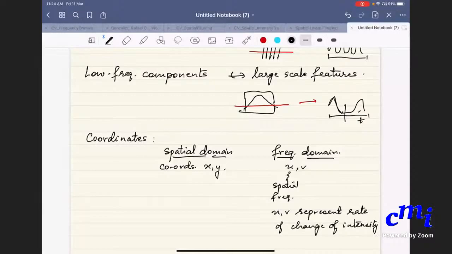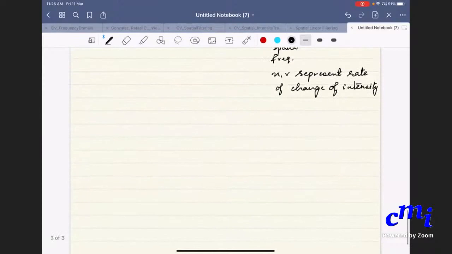So these will be the variables that we will use, u and v, for the Fourier domain. In general, transforms in the frequency domain. Frequency domain does not always mean Fourier domain. There are other frequency domains also. So in the most general case, transforms in the frequency domain can be of various types.